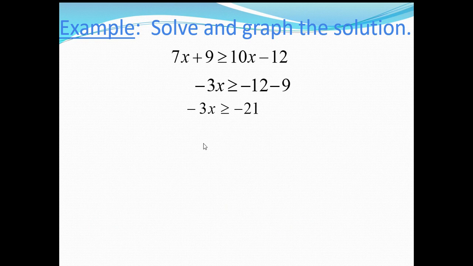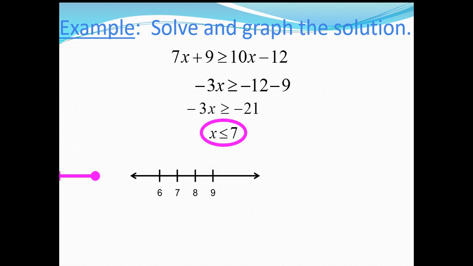Okay, be careful. What do you have here? Minus. Dividing by a minus. Dividing by a minus, I need to flip the sign. What is minus 21 over minus 3? It's 7. So x less than or equal to 7.